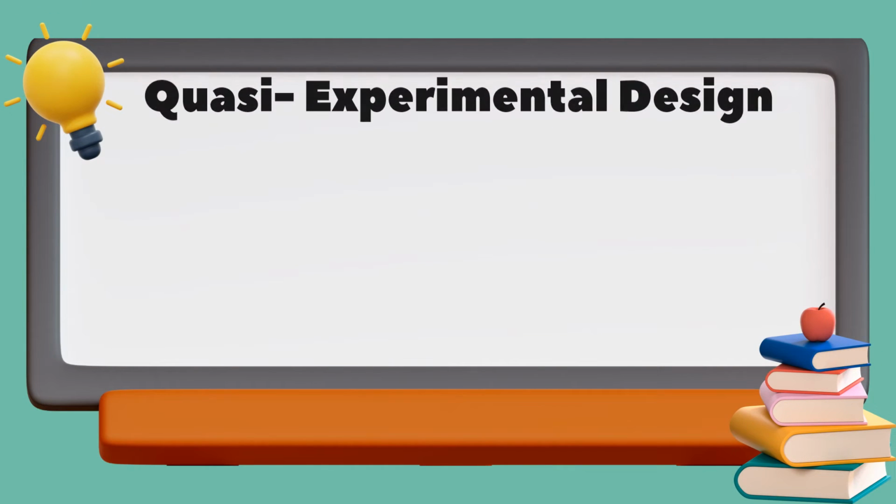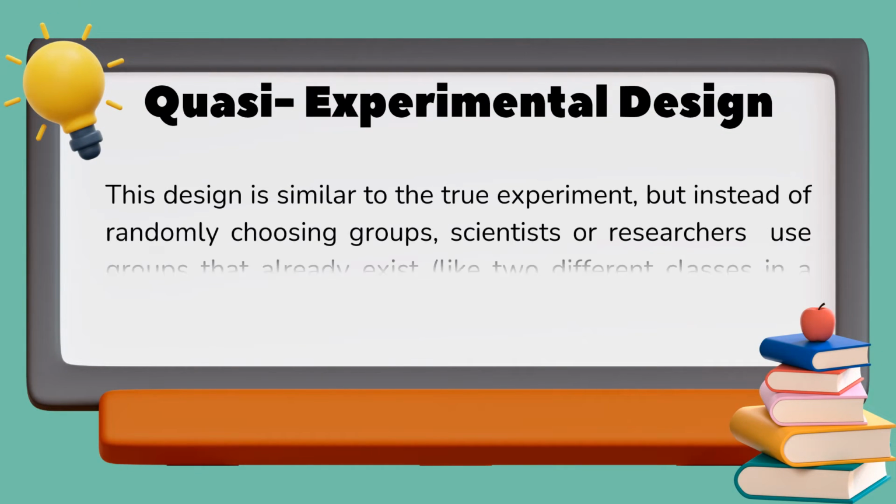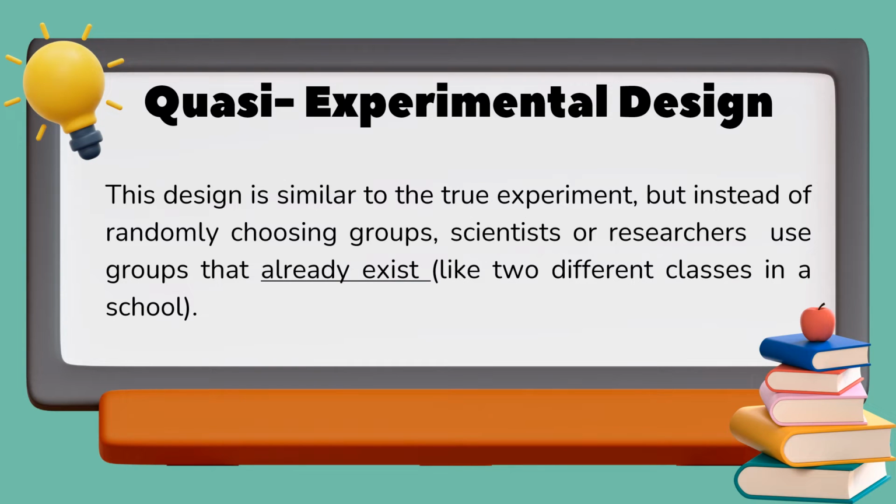In quasi-experimental design, this design is similar to the true experiment, but instead of randomly choosing groups, scientists or researchers use groups that already exist, like two different classes in a school.